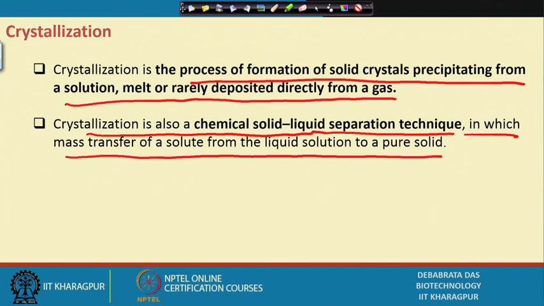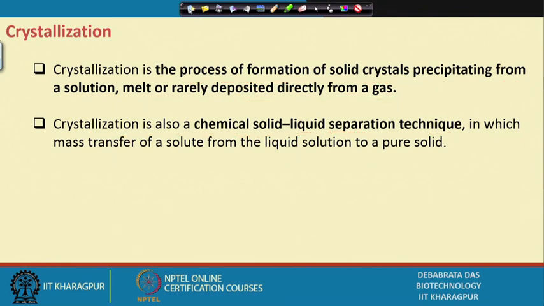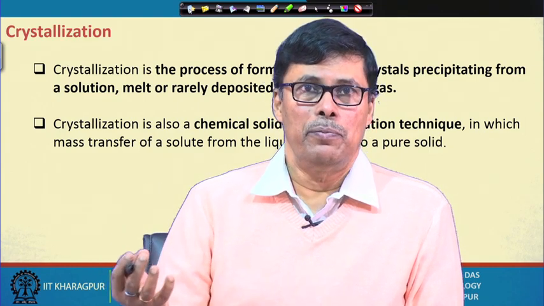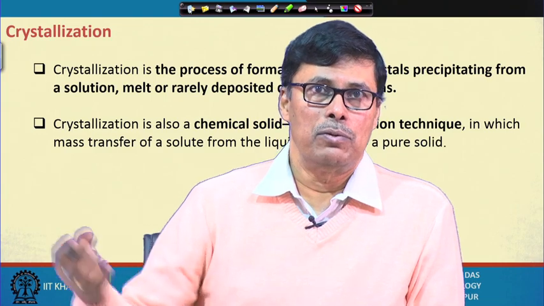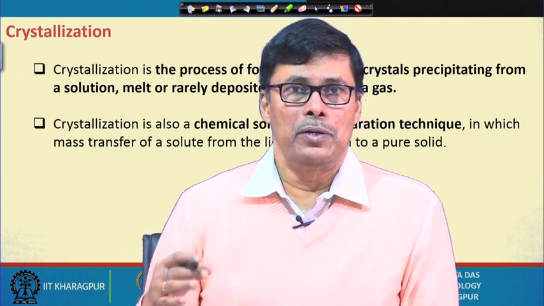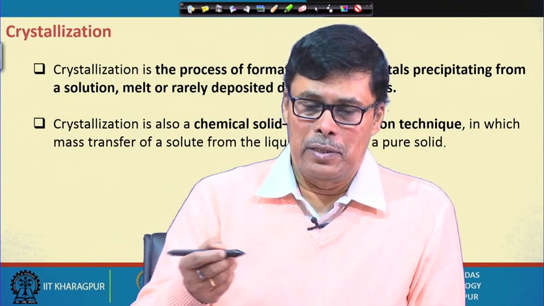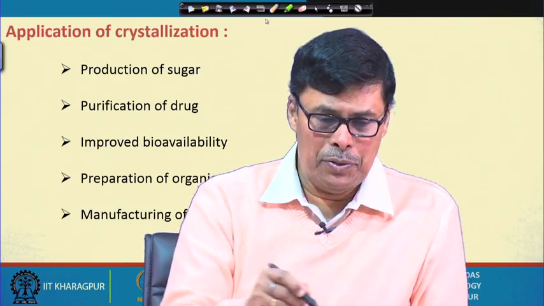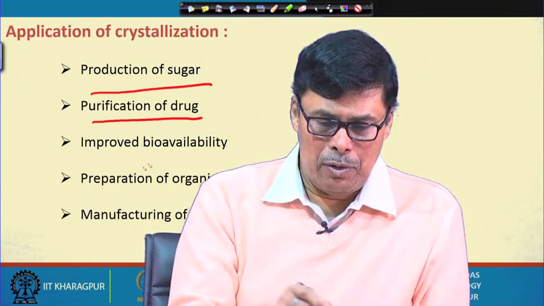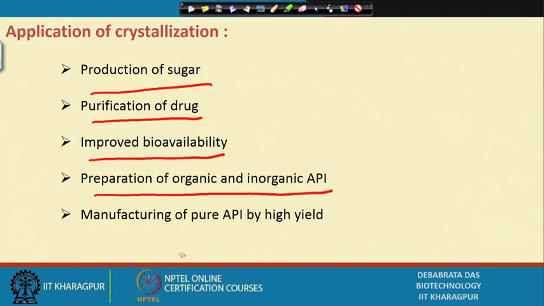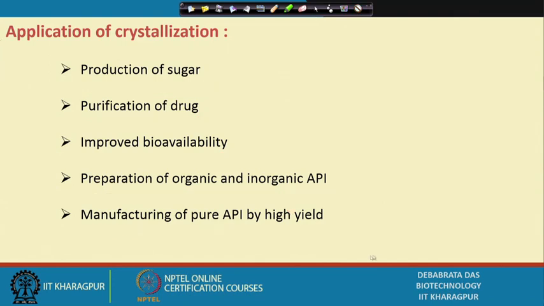I can give another simple example of sugar. At high concentration, when we reduce the temperature, sugar crystals will separate out from the liquid. If we pass it through a centrifuge, we can separate the crystals of sugar from the liquid. The liquid we call cane molasses, and the sugar we can sell in the market as sugar crystals. We have several applications: production of sugar, purification of drugs, improving bioavailability, preparation of organic and inorganic APIs, and manufacturing pure API at high yield. These are the different purposes we can use it for.